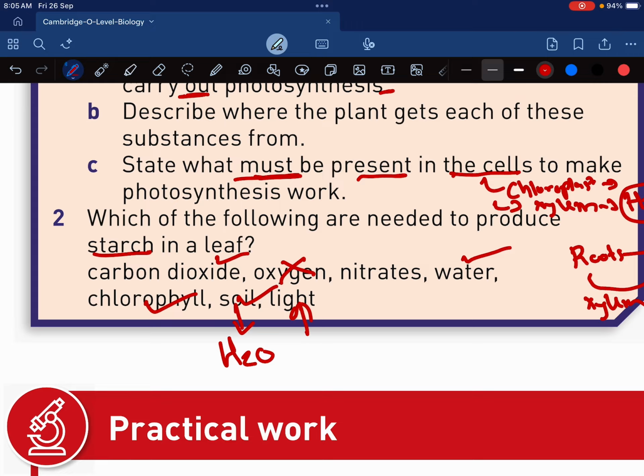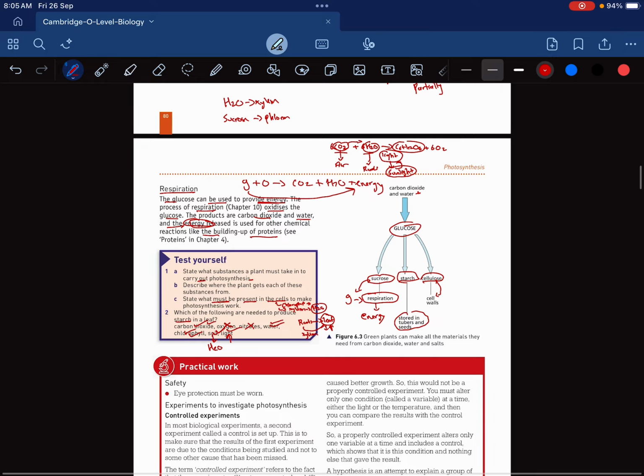Sunlight is our source of energy for photosynthesis. So we need carbon dioxide, we need water, we need chlorophyll, we need soil, and we need light. We do not need oxygen and we do not need nitrates. Pretty simple, easy peasy.